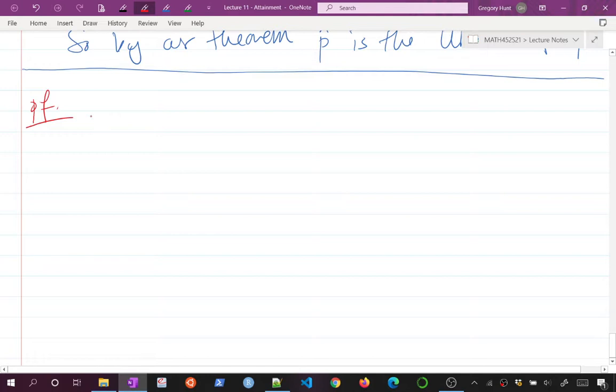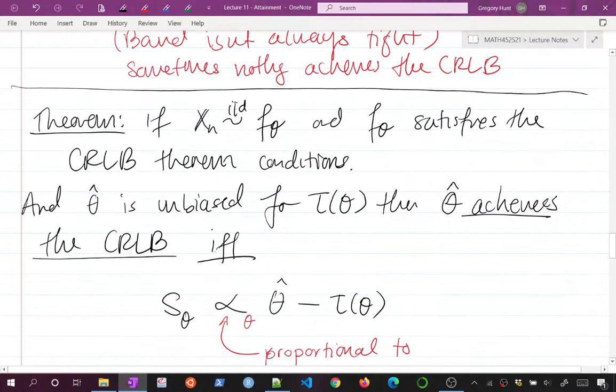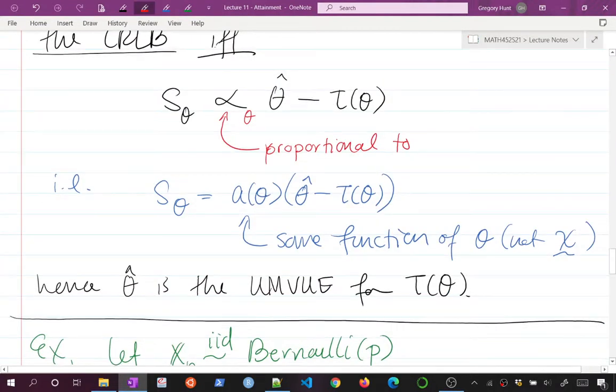We can maybe look at some more examples. Yeah, and then we'll relate it to exponential families. But the theorem here says that basically I need to write my score as a of theta times theta hat minus tau of theta.